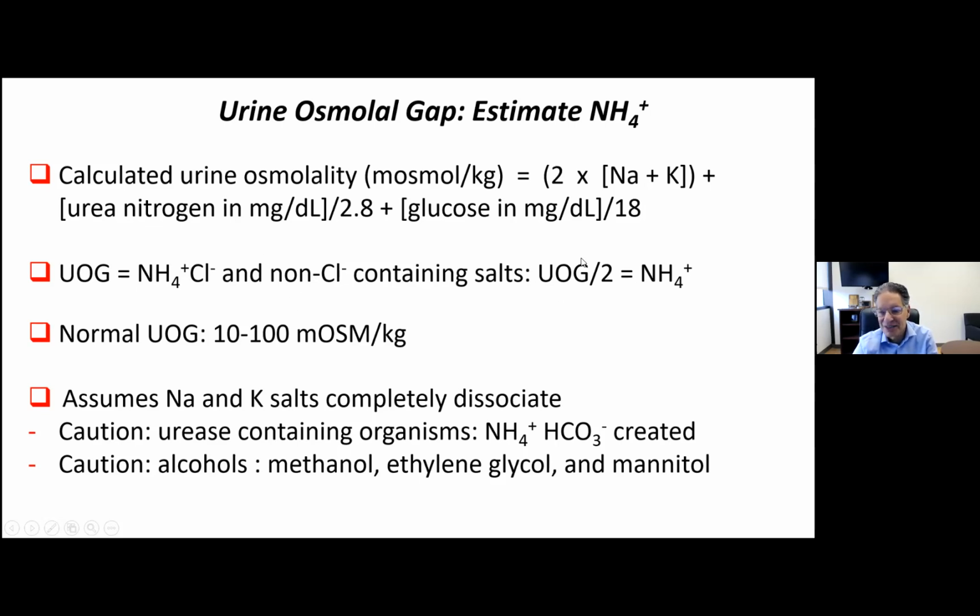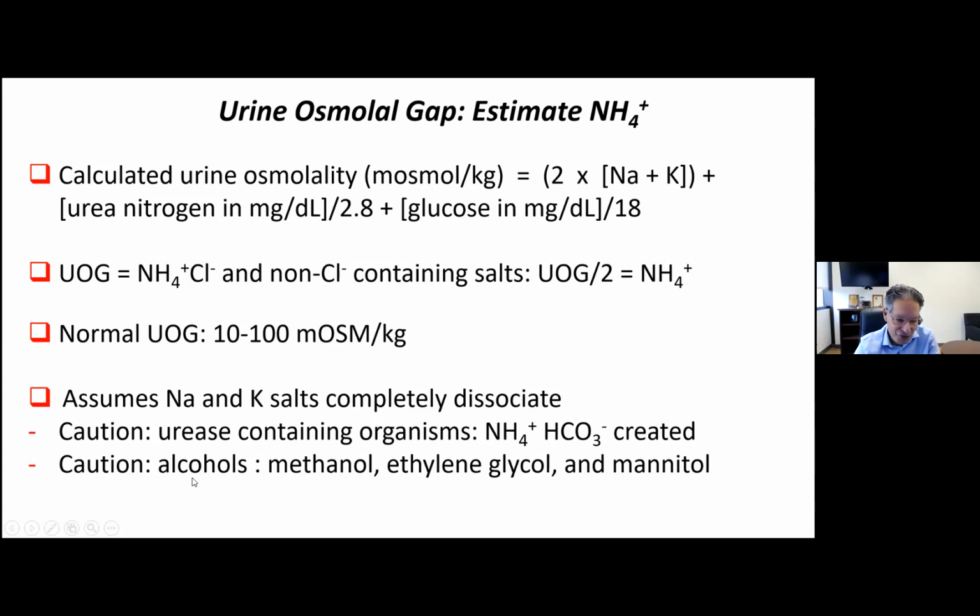And so if you divide this gap by 2, you'll get the ammonium concentration rather than the ammonium chloride and ammonium non-chloride concentration. You divide it by 2. And that's supposed to be a better assessment of what the ammonium concentration is. It assumes that all the sodium and K salts are completely dissociated, because if they're not, this is going to be an erroneous number. And also, it's important to realize that if you have an infection with urease-containing organisms like Proteus, the urea will be broken down into ammonium and bicarbonate and alter your numbers.